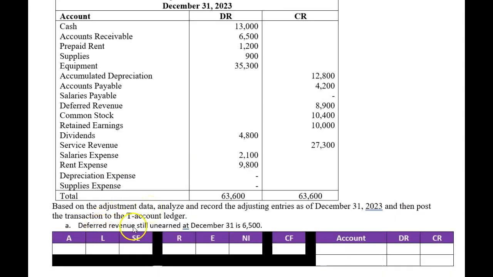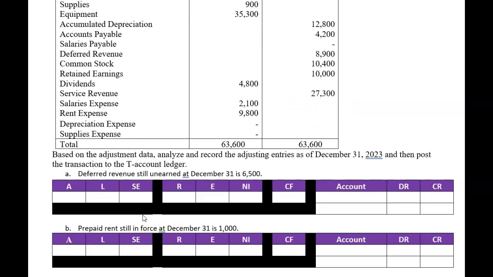All right, number 1, deferred revenue still unearned at December 31st is $6,500. So notice, go up to your trial balance. Deferred revenue for the year, we recorded $8,900, but it should only reflect $6,500. So my theory is, when in doubt, draw out a T account. So I'm going to draw myself a lovely T account, a ledger account. And I've got my deferred revenue there, and it's got an $8,900 balance.